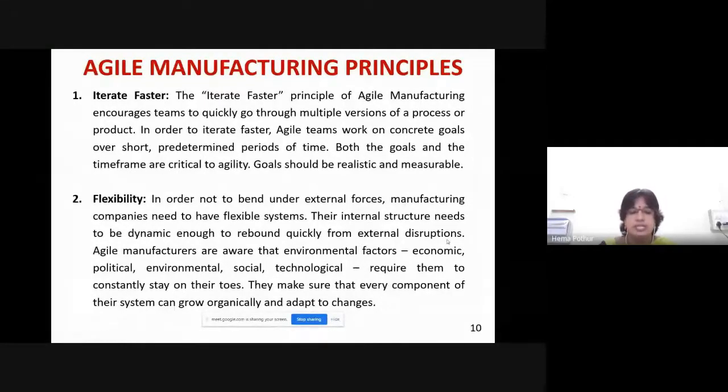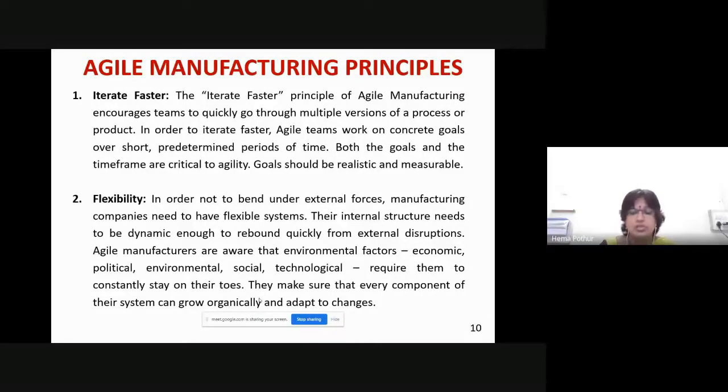are taking place externally. These agile manufacturers are aware that environmental factors such as economic, political, environmental, social and technological, they have to take care of all these factors, which continuously require them to constantly stay on their toes. Unless you have proper awareness of all these things, you cannot sustain in the present day scenario. They should also make sure that every component of their system can grow organically to adapt to changes, and be easily adaptable to the present day scenario.